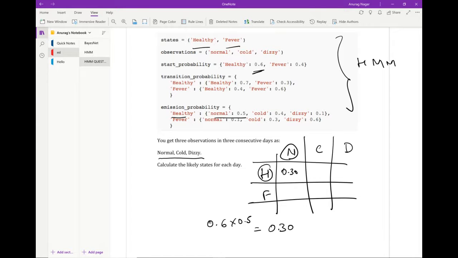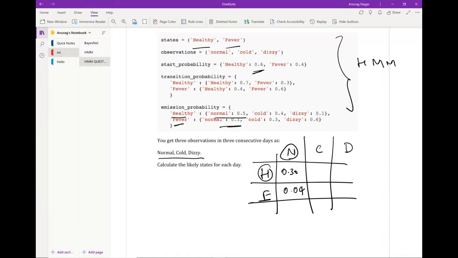Then what is the value of the next cell, the cell here? That is the probability of starting in the feverish state, 0.4. Feverish state feeling normal, 10%. So 0.4 times 10%, which is 0.04. So this is 0.04.